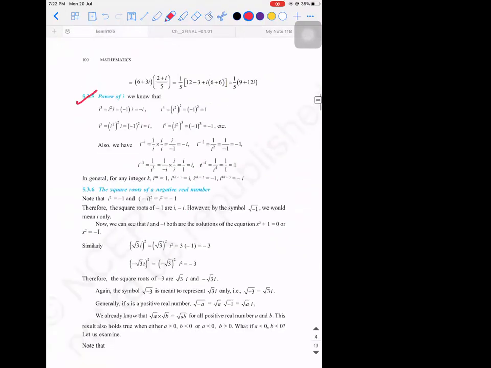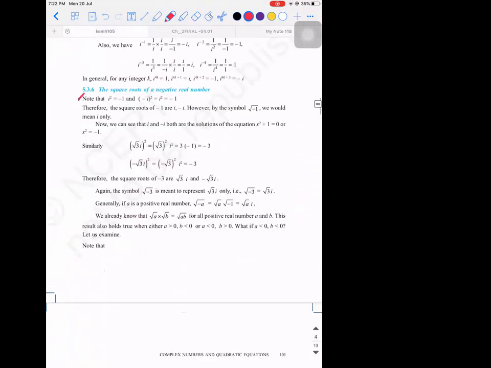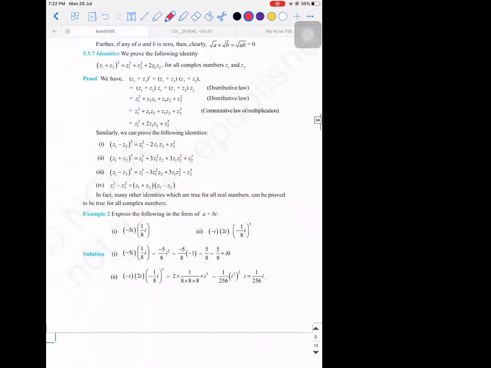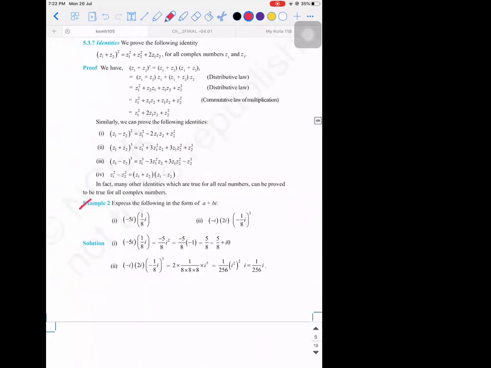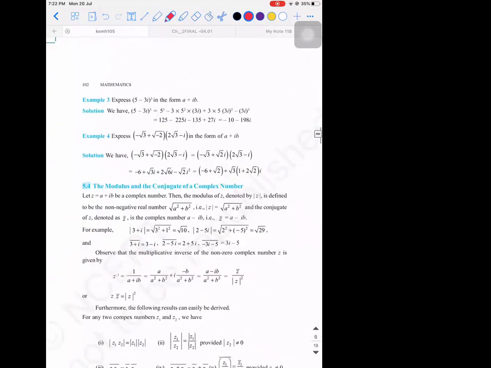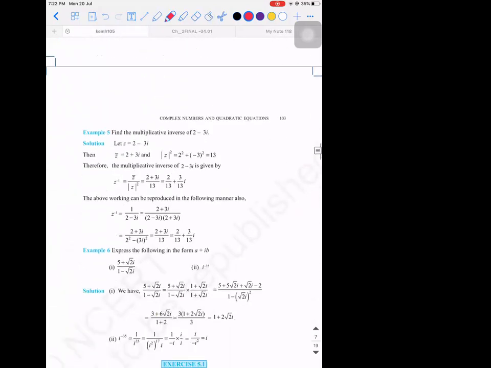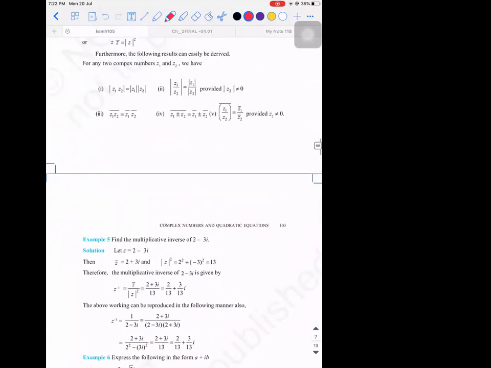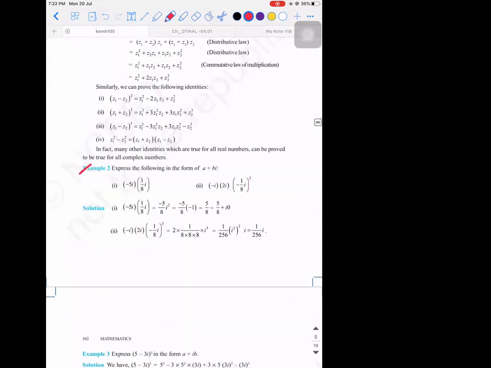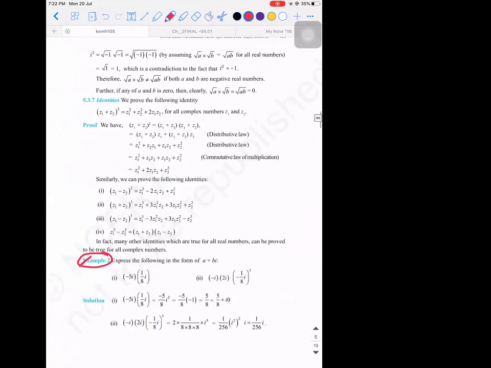Okay, so these are all the problems. The square root of a negative real number, we will see later. So this is a very simple exercise which we can solve in a maximum of 15 to 20 minutes. So tomorrow we will be starting with the example problems. I suggest you revise all these concepts and come for tomorrow's class.